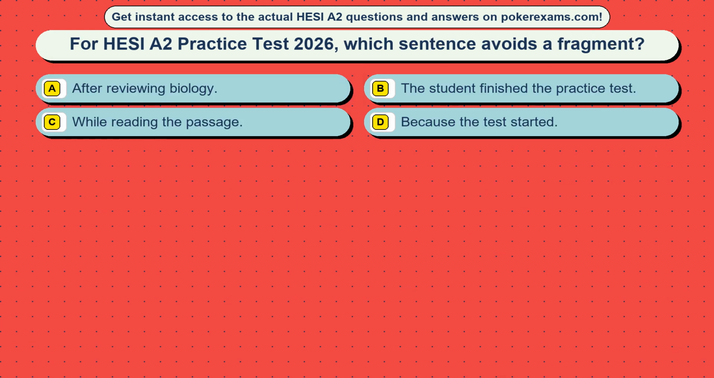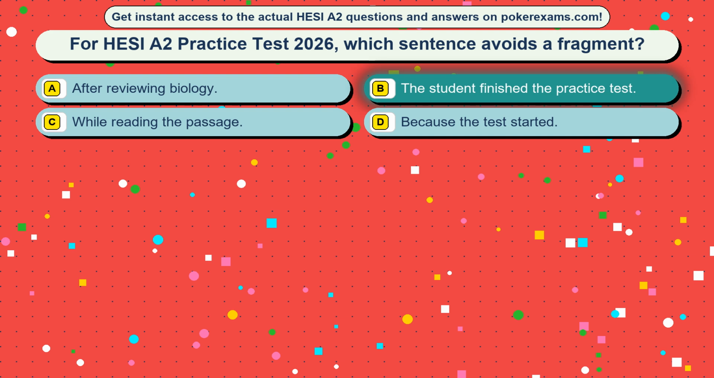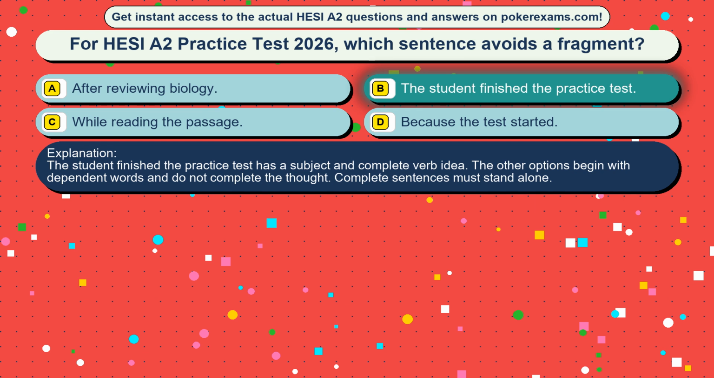Question 2. For HESI A2 Practice Test 2026, which sentence avoids a fragment? Option A, after reviewing biology. Option B, the student finished the practice test. Option C, while reading the passage. Option D, because the test started. The correct answer is Option B, the student finished the practice test. The student finished the practice test has a subject and complete verb idea. The other options begin with dependent words and do not complete the thought. Complete sentences must stand alone.